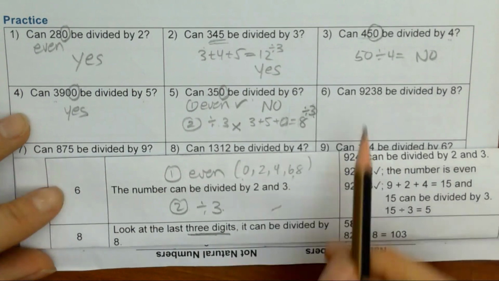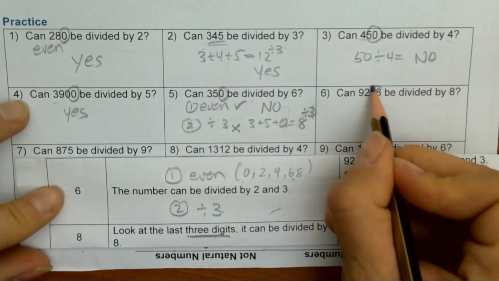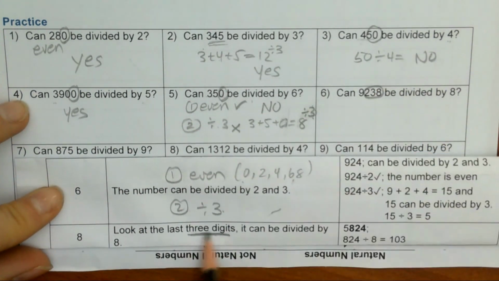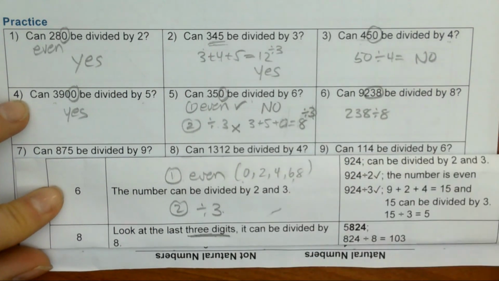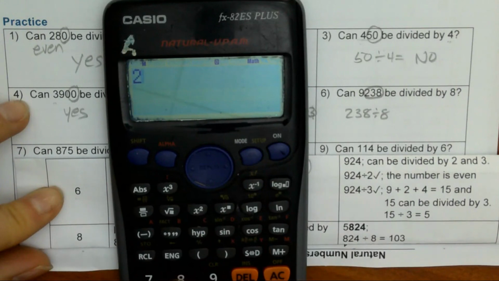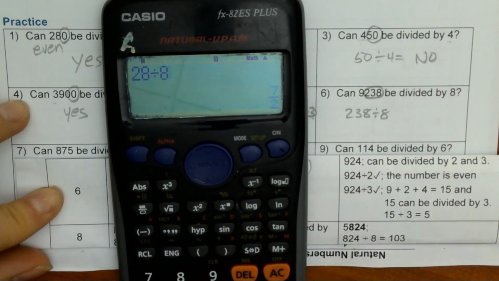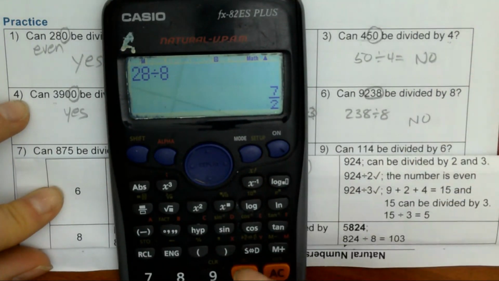So can this be divided by 8? So we just look at the last 3 digits and we check to see if it's divisible by 8. So 238 divided by 8? No, because it gives me a fraction, a decimal.